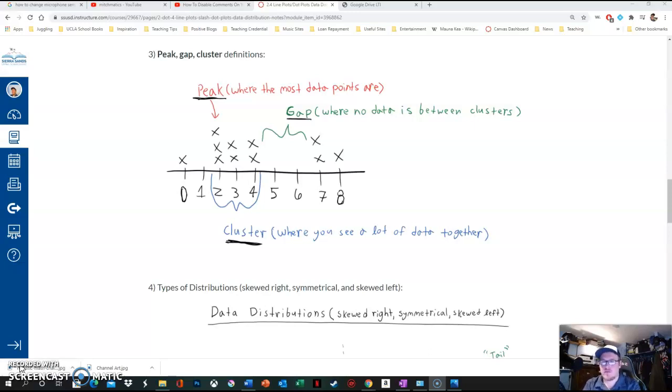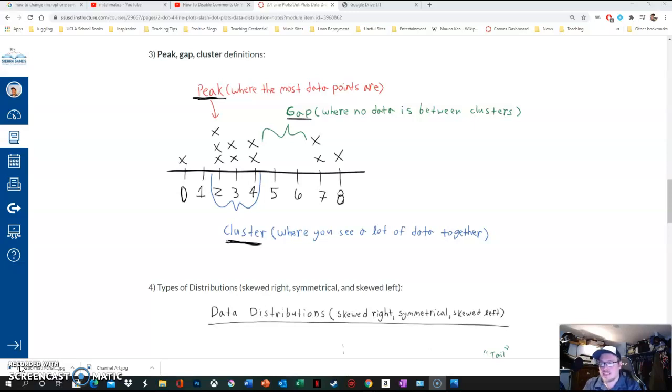A peak is where most of the data points are. So if I look at this dot plot or line plot, and I see where most of the x's are, do you see how right here there's 3? So this is the highest amount. And if you compare it to every other column of x's, this is the highest. So we call this the peak. So if I was to label this, I would say the peak is at 2. I would do it based on the number line.